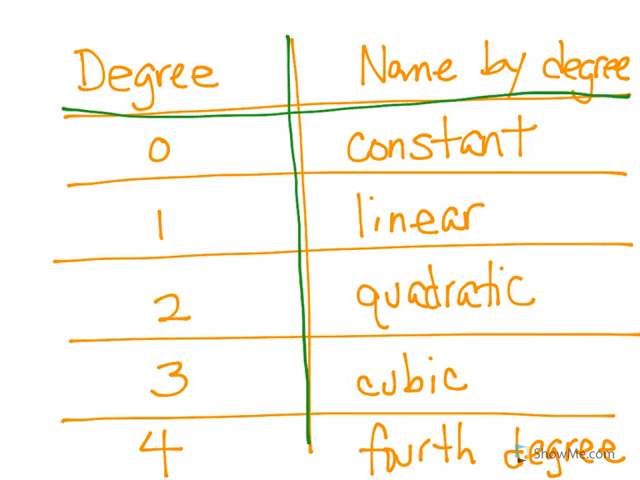Polynomials, as mentioned before, are named by their degree, and they are also named by the number of terms. When we name a polynomial by its degree, it is by the degree of the highest monomial. Constants are degree 0. Linear polynomials have degree 1. Quadratics are degree 2. Cubic polynomials have degree 3. And fourth degree and above are simply named by the number.